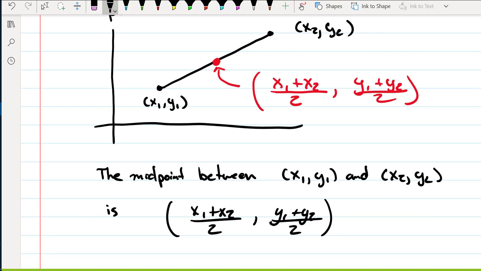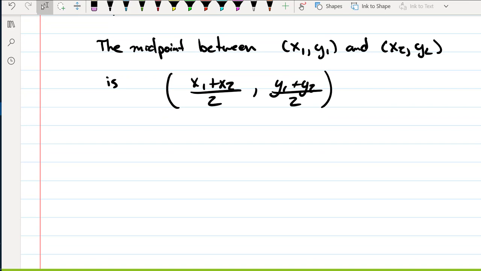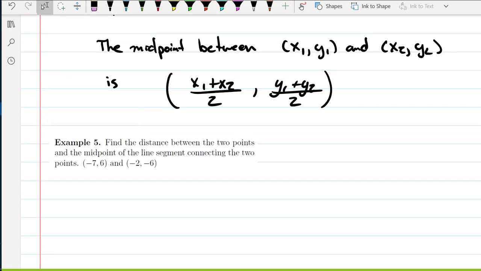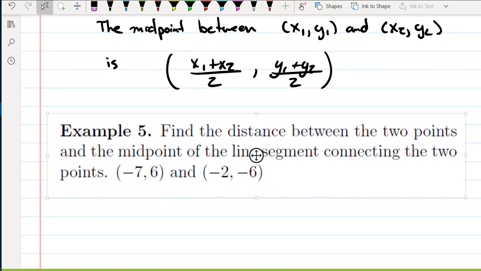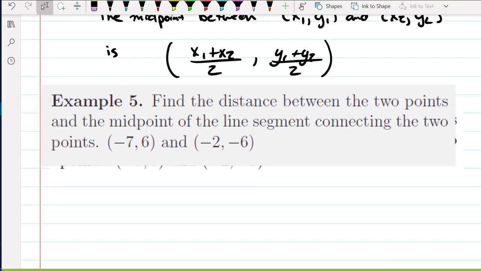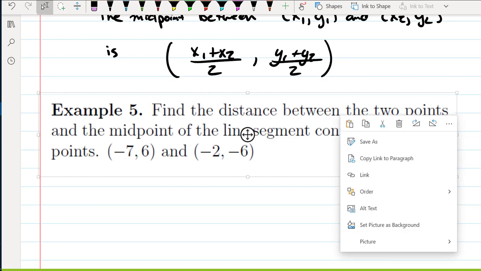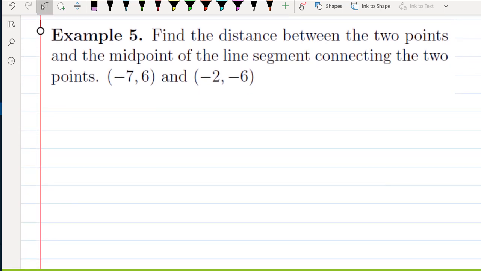All right, now we're ready for the next example. So we want to find the distance between the 2 points and the midpoint of the line segment connecting the 2 points. All right, so we're going to do this 2 different ways. So method 1, we're just going to use the formulas.